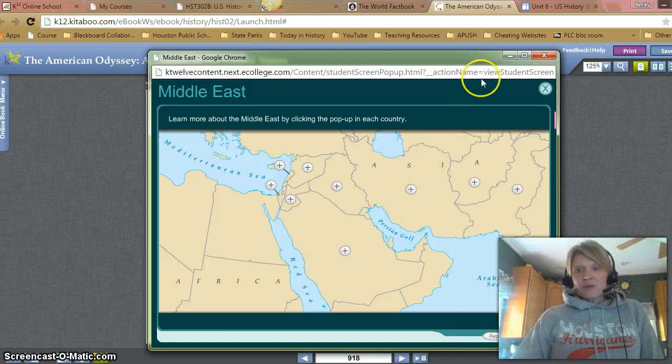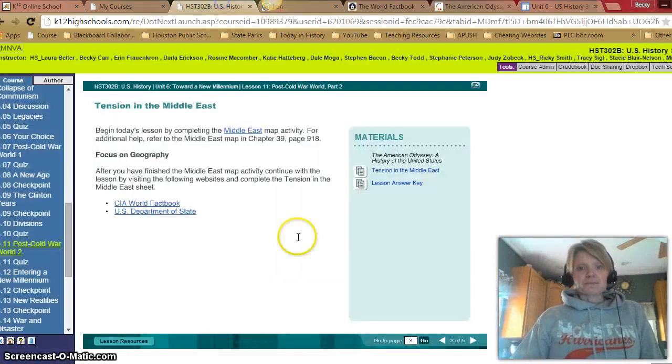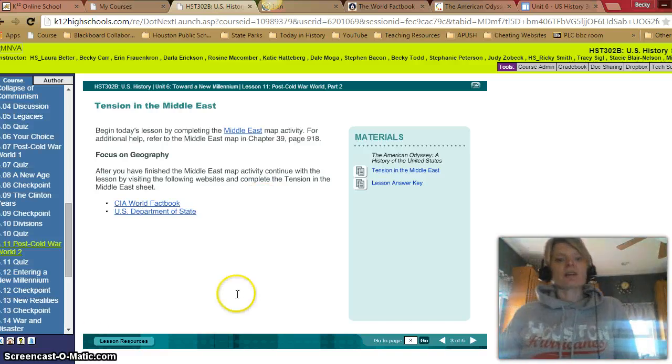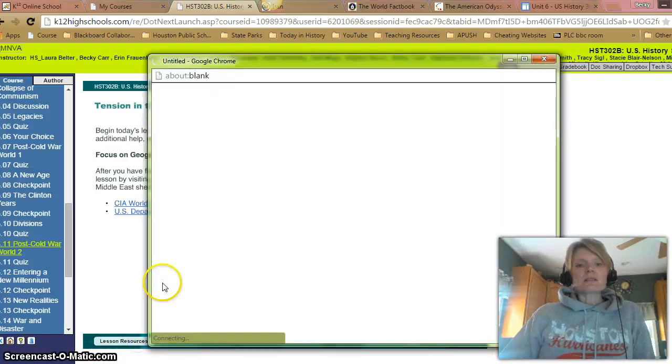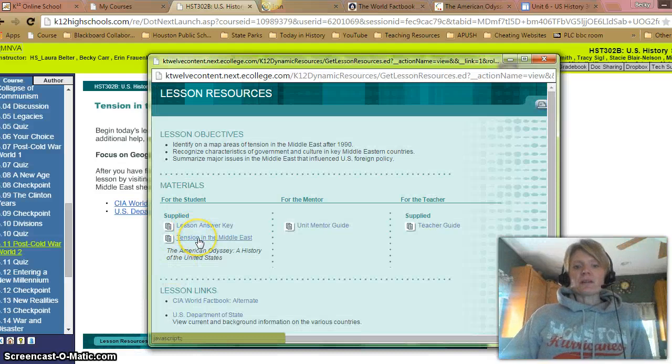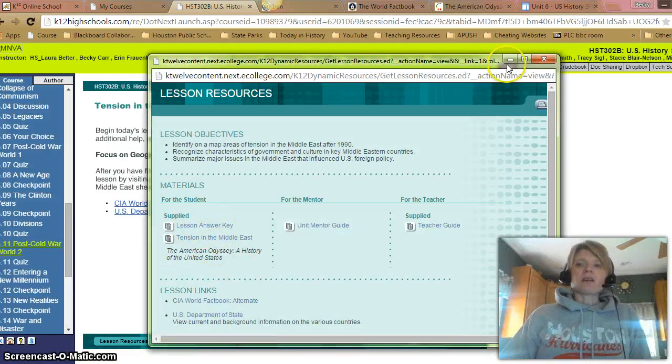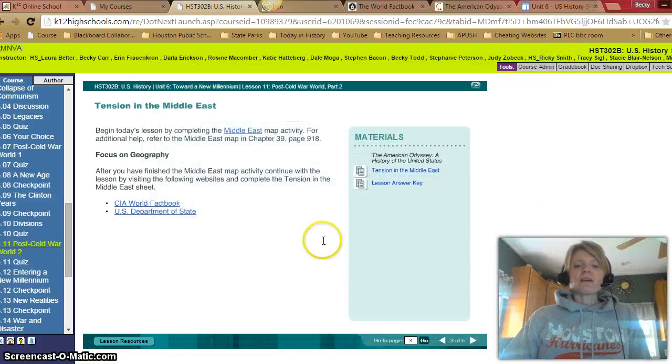All right, that was the last one. So we'll close this out and go back. And now we have to complete the tension in the Middle East sheet. So if you go to Lesson Resources, you can open up the tension in the Middle East sheet, and then you can also open up the answer key right away, because there's going to be times where you're going to want to check your answers with the lesson answer key.